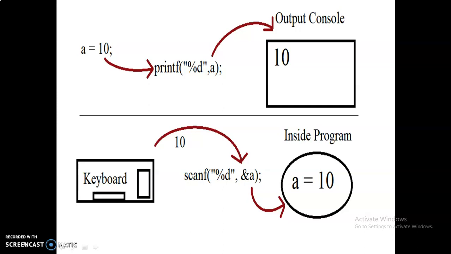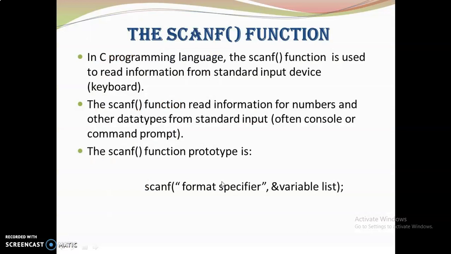So this is the example for input and output statement of formatted input and output. Here this is the scanf function. This is a keyword. Within the double quotes you have to give the format specifier. Once again I show you the syntax.